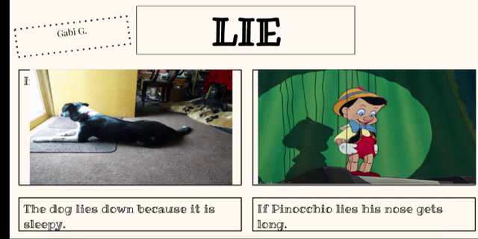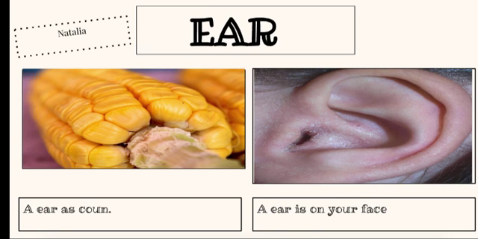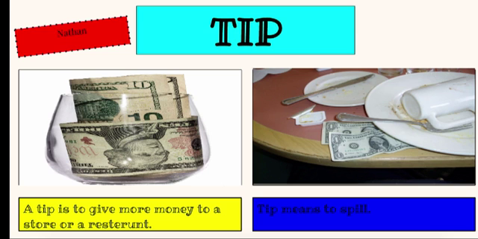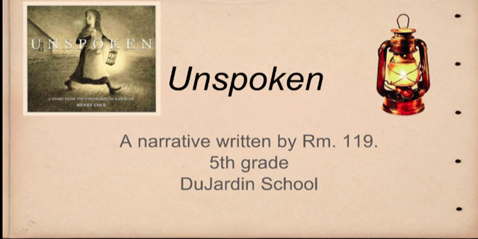Have your students collaborate to make a vocabulary booklet on homonyms, like lie. There's a picture and an example sentence for each of the two definitions. The dog lies down because it is sleepy. If Pinocchio lies, his nose gets long. Then there's ear, ring, tip, etc. Have your class create the narrative for a wordless book. Assign each child a page in the book and a page on a Google Doc. They'll have to work together to make the story flow nicely.